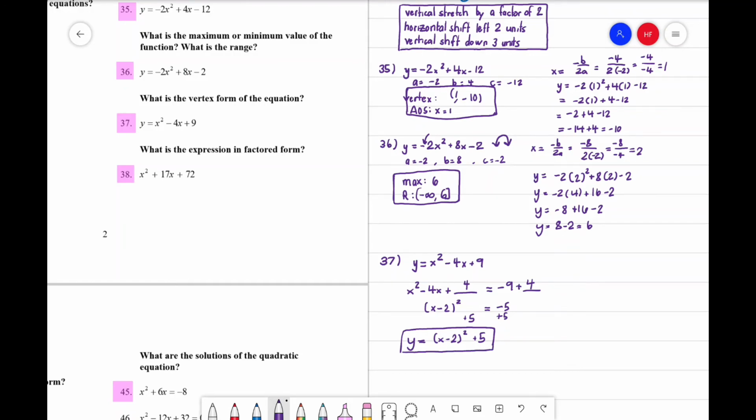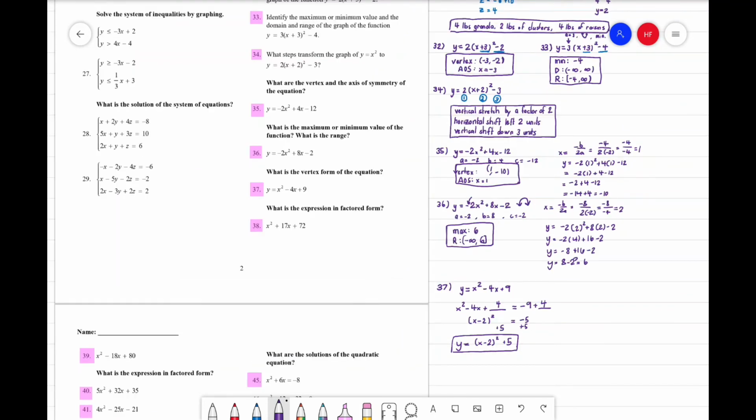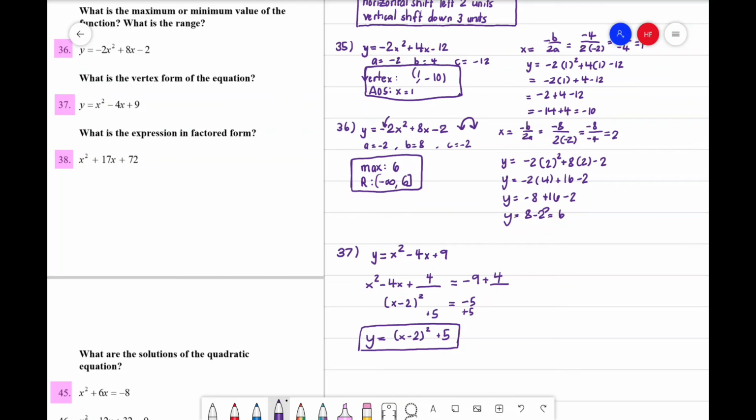And then number 38, what is the expression in factored form? So 38, we've got x squared plus 17x plus 72. So I want to factor this, which means I want to find two numbers that will multiply to 72 but add to 17. So those two numbers are 9 and 8. So that's the expression in factored form.